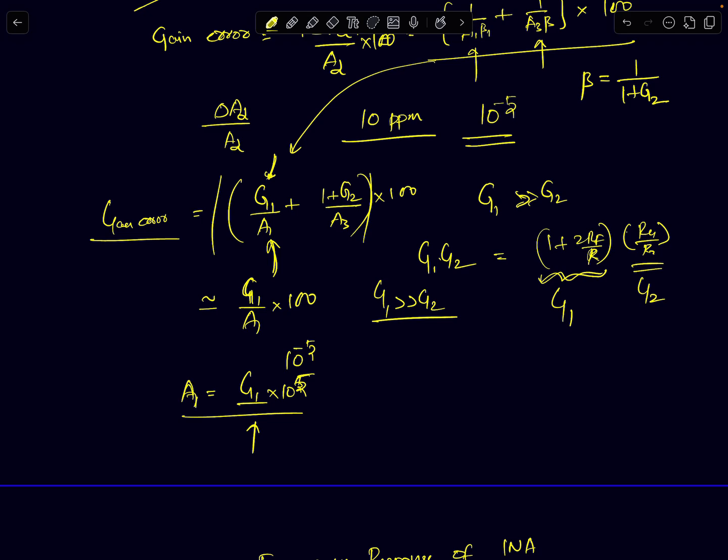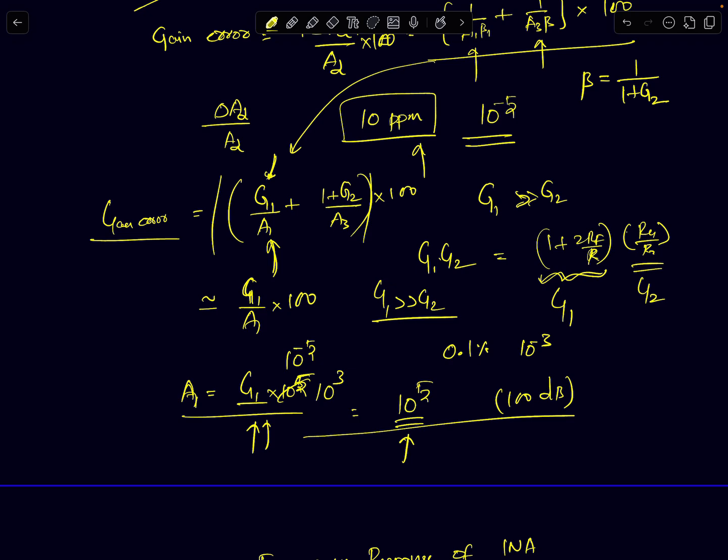This is assuming you need a 10 ppm error, which is a very, very precise gain number. If, let's say, you need a gain error of 0.1%, that's just 10 power minus 3, it will be 1000 times G1. So if your first stage gain is 100, this should be at least 10 power 5, or 100 decibels. So that's how you arrive at the gain specifications from a gain error point of view.